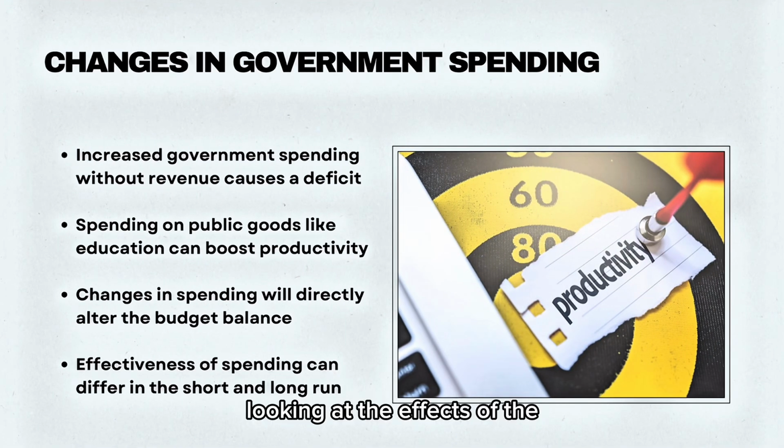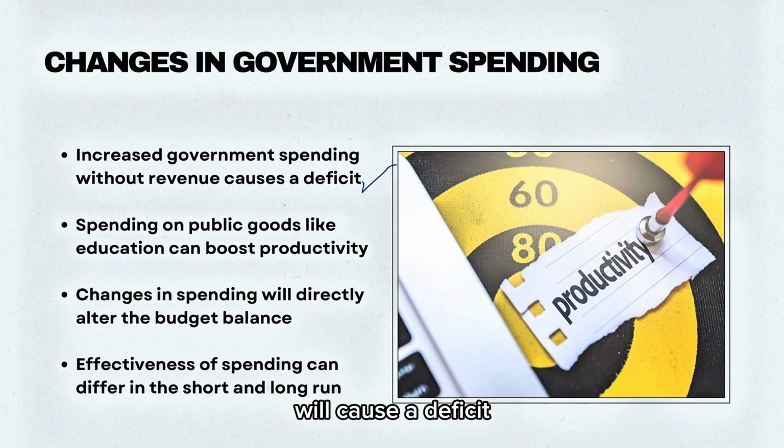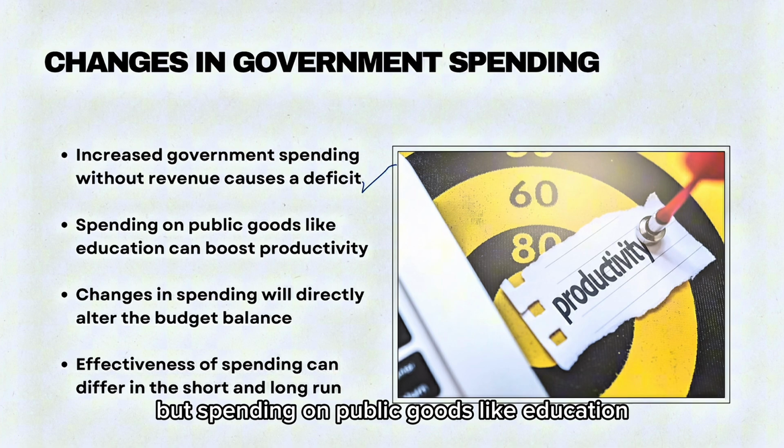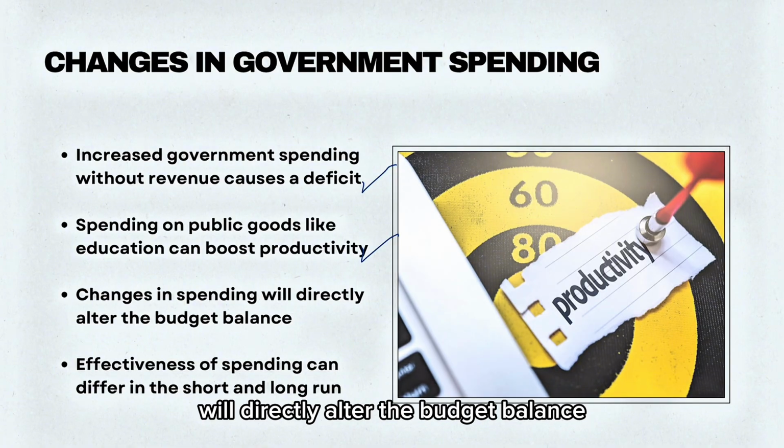Looking at the effects of the changes in government spending. Firstly, government spending without government revenue will cause a deficit, but spending on public goods like education can boost productivity of the economy in the long run. Changes in spending will directly alter the budget balance.